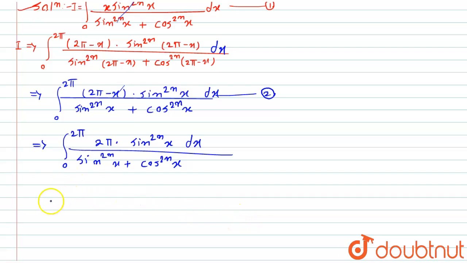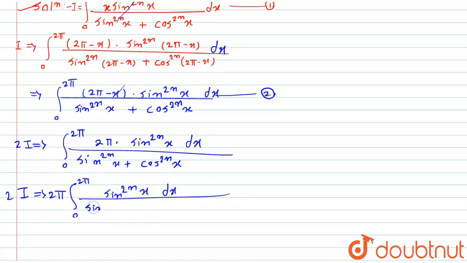Now if we take 2π as a constant, this implies 2I, because we are adding 1 and 2. So 2I becomes equal to 2π times the integral from 0 to 2π of sin^(2n)x dx divided by sin^(2n)x plus cos^(2n)x dx. Now this 2 gets cancelled out, and our integral I becomes equal to π times the integral from 0 to 2π of this one. Let's suppose this as equation number 3.